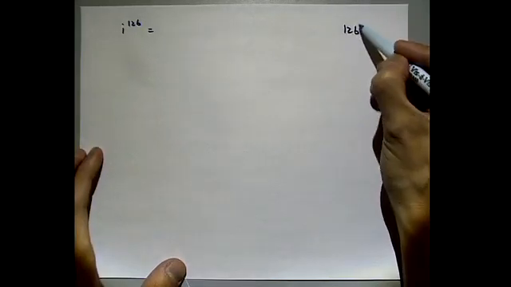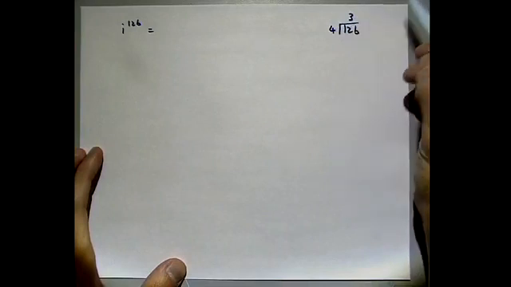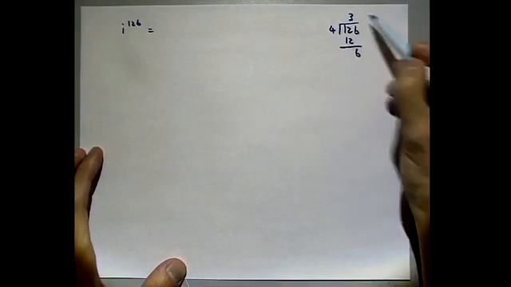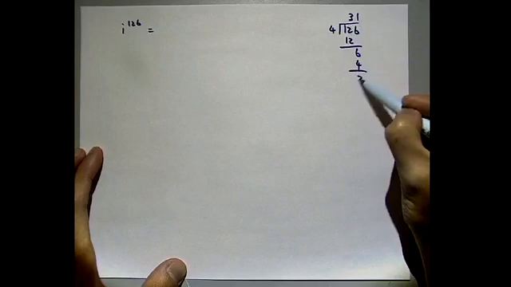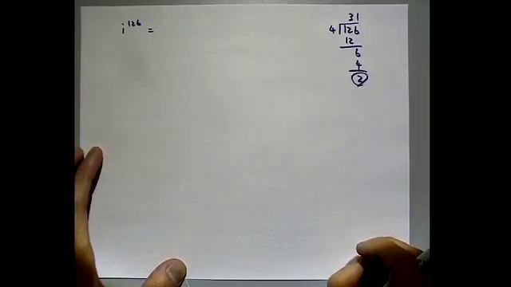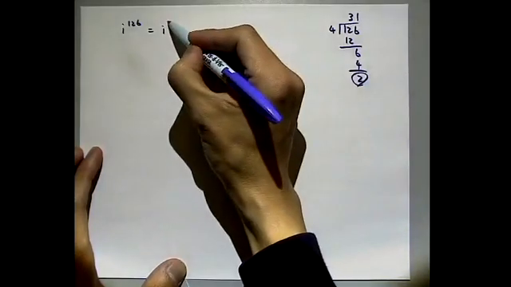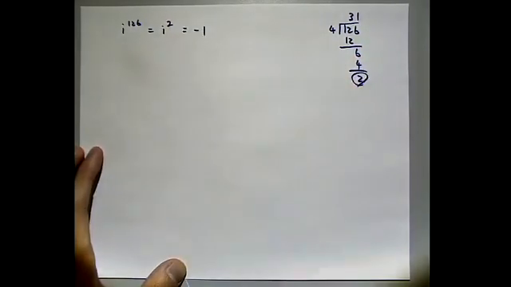Okay, who's got it? What do you got? Minus 1. Everyone agree with that? Okay, so how did you do it? Right. Yeah, absolutely. So 126 divided by 4. So I have a remainder of 2, right? So this is i squared, and that's minus 1.